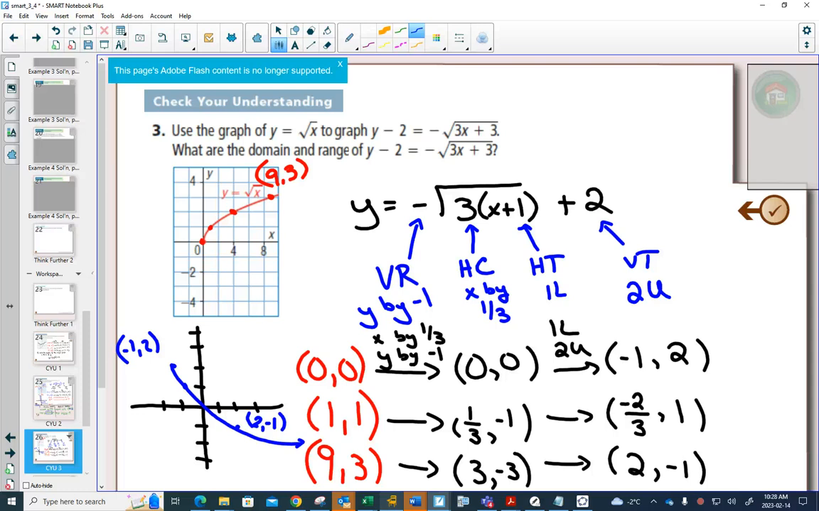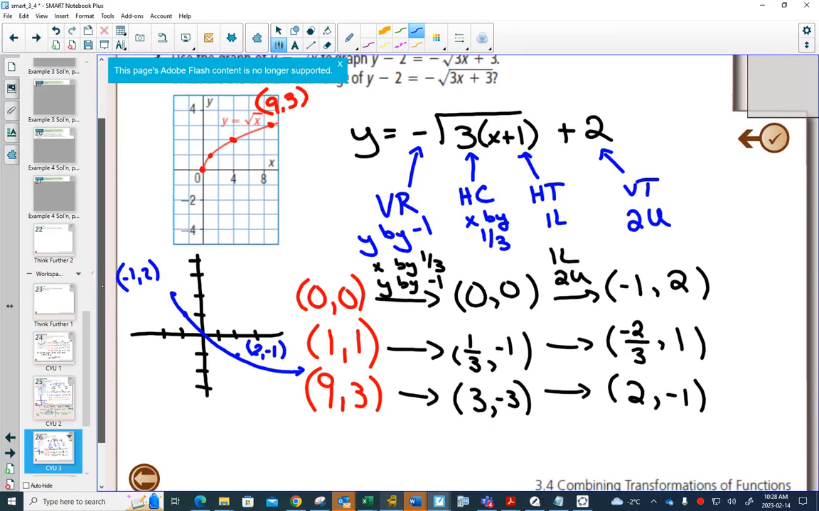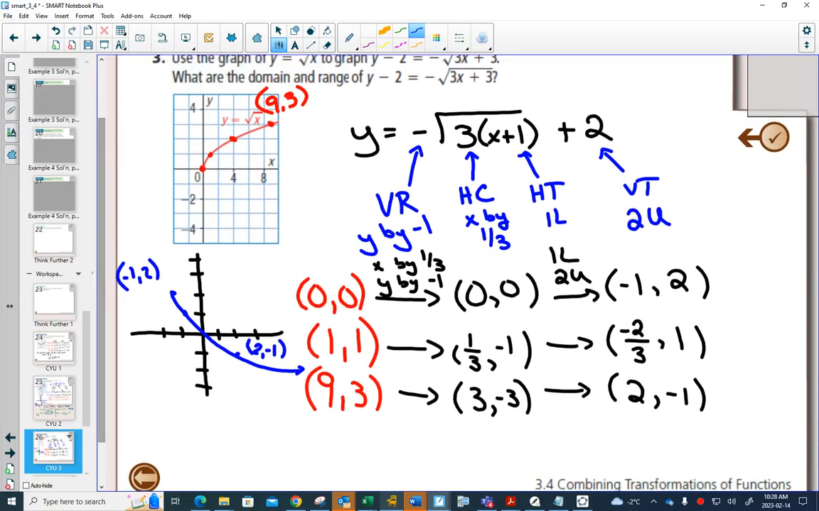Now that I have my graph, I reread the question, I realize, oh, they're also asking for domain and range. My smallest x value is -1, so I can write my domain that x has to be bigger than or equal to -1. I don't have a smallest y value, but I do have a biggest y value, so all my y values are less than or equal to 2.